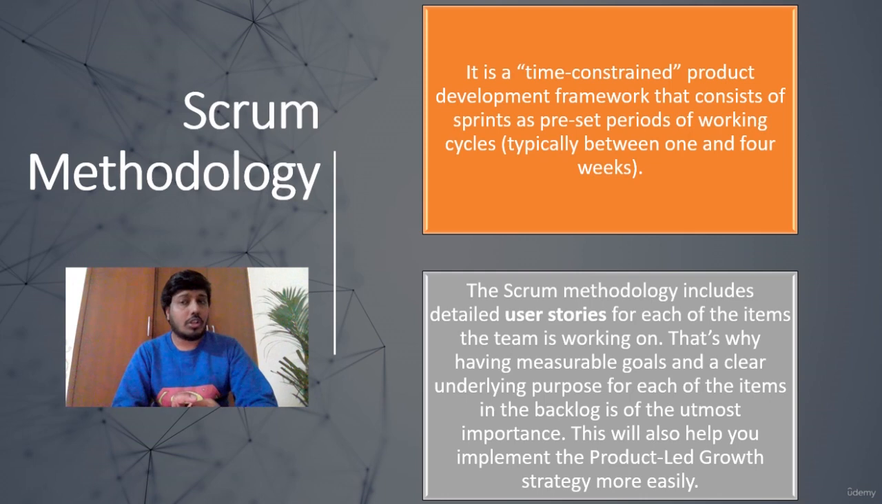The Scrum methodology includes detailed user stories for each of the items the team is working upon. That's why having measurable goals and a clear underlying purpose for each of the items in the backlog is of utmost importance. This will also help you implement a product led growth strategy more easily.